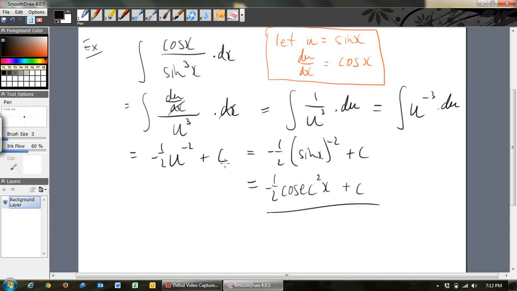So there we go, and there's your answer. So they're the steps in using substitution.